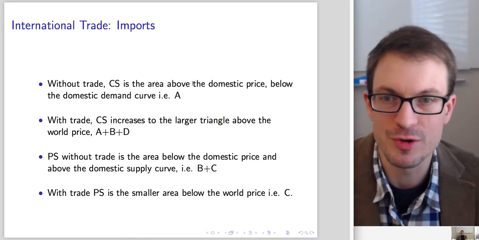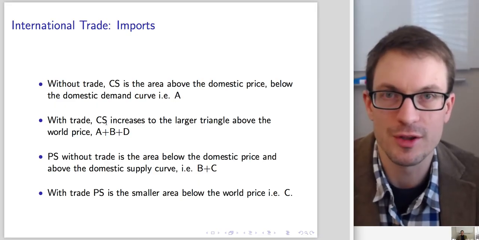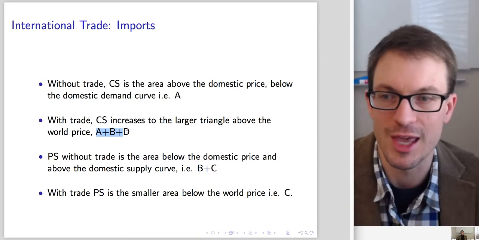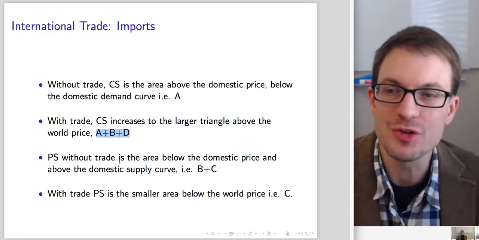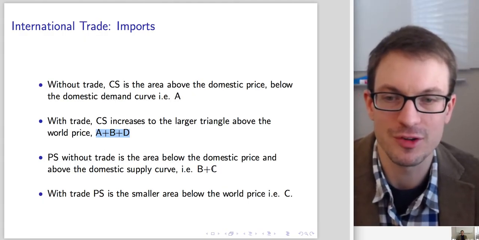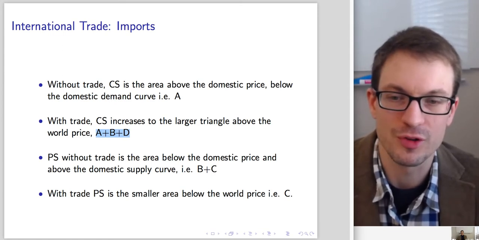Without trade, consumer surplus is the area above the domestic price and below the domestic demand curve. That was area A. With trade, consumer surplus increases to the larger triangle above the world price, A plus B plus D. Producer surplus without trade is the area below the domestic price and above the domestic supply curve, B plus C. And with trade, producer surplus is a smaller area below the world price, area C.